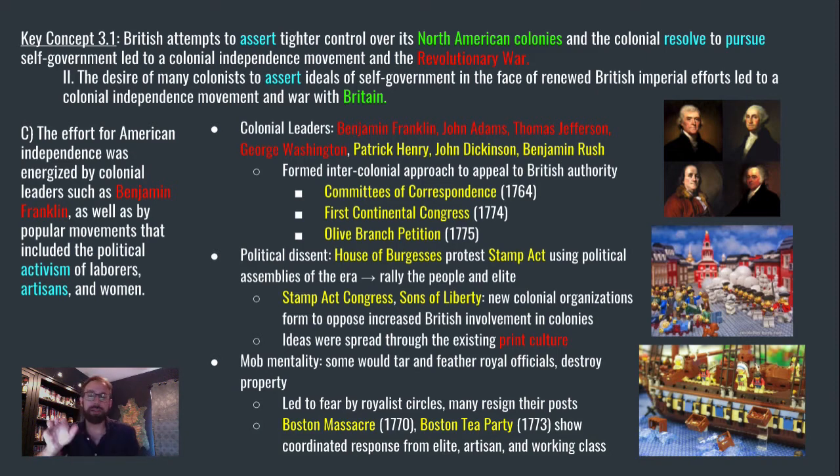So Boston Massacre and Boston Tea Party relate to those Lego scenes to the right. I found those online, and I love them. I don't know. So the Boston Massacre happened.